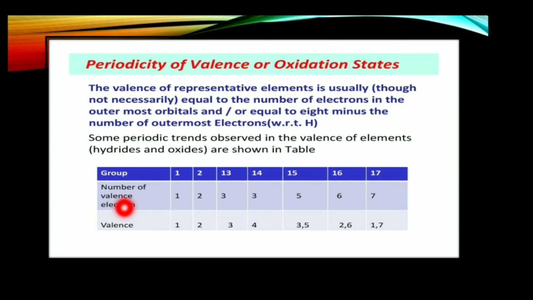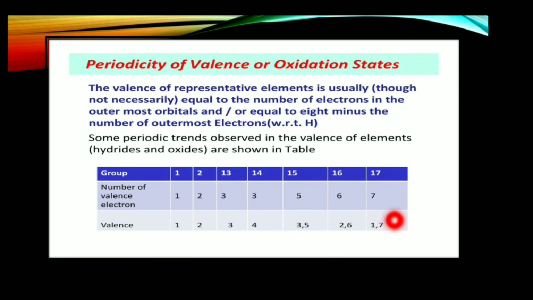Next, the valency of the first group element is 1, second group element is 2, 13 family elements 3, 14 family elements 4 because of 4 valence electrons. Then the 15 family elements 3 and 5, 16, 2 and 6, 17, 1 and 7. See here, the valency goes on increasing, then later decreases. This is for the hydrogen scale. With respect to the hydrogen scale, the valency first increases from 1 to 4, later it decreases 4, 3, 2, 1.